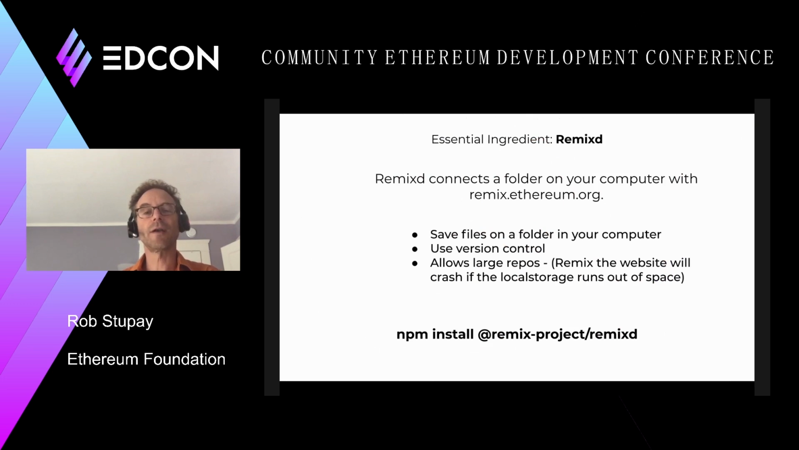But the first thing to know is an essential ingredient, which is RemixD. RemixD connects a folder on your computer with remix.ethereum.org, the website. So that means you can save files on your computer, you can use version control on that folder, you can clone repos into that folder and have them appear on the remix.ethereum.org website. It also allows larger repos because there's a limitation to how many full files you can stick into Remix before the local storage runs out of space. Anyway, you get this at npm and install that. It's generally a good thing to have.